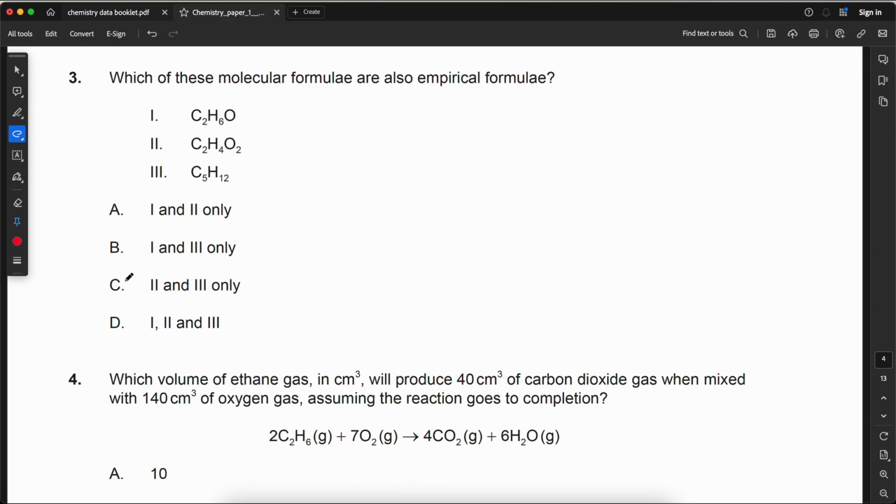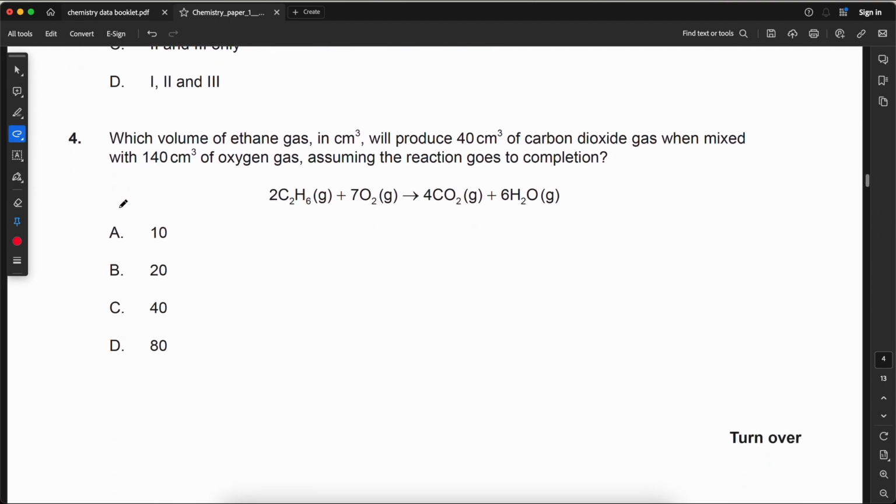Which of these molecular formula are also empirical formula? This one, we cannot simplify it anymore, so it's the same with the empirical formula. And this one, we can still simplify it, which is CH2O. So this is not the same with the empirical formula. And this one, we cannot simplify it anymore. Therefore, the answer is 1 and 3 only.